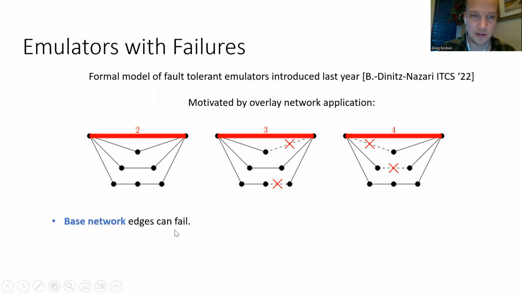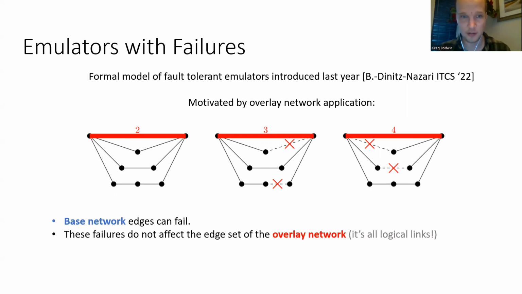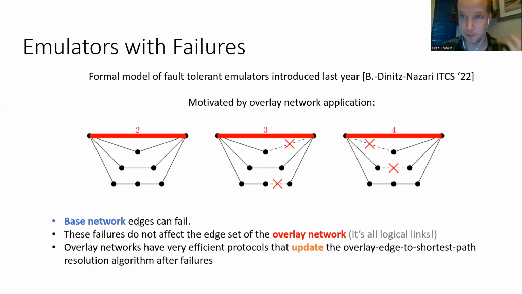So base network edges can fail. Those are the ones that correspond to physical links that could go down. These failures don't affect the edge set of the overlay network, no matter what. Remember, the edge set of the overlay network is just a set of node pairs stored in memory, and that can't break. Even if a physical edge breaks, that node pair is still sitting there in memory. But what does happen when these base network edges fail is that the protocol that resolves overlay network edges into shortest paths in the underlying graph needs to get updated in light of the failures, and that can change the weights of the edges in the overlay network.